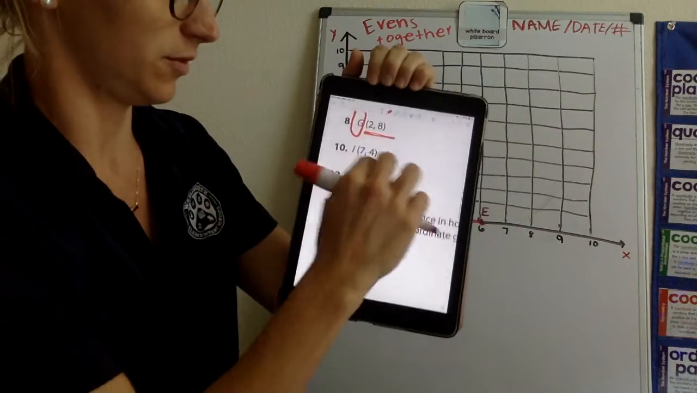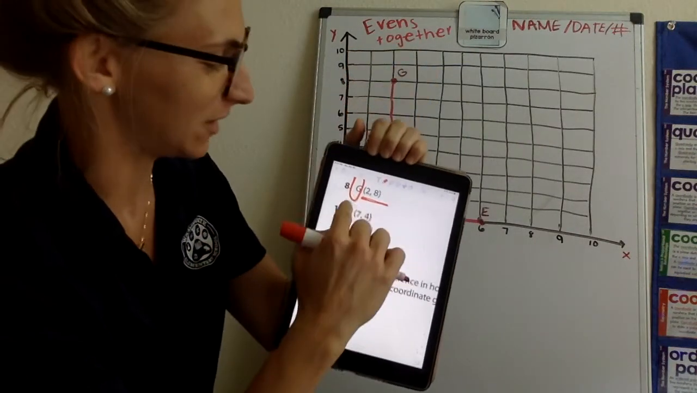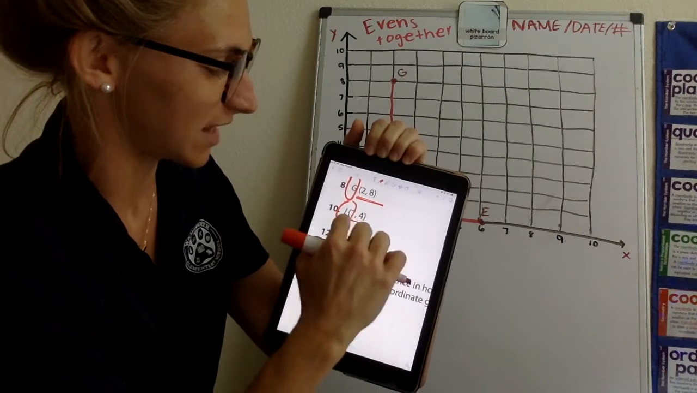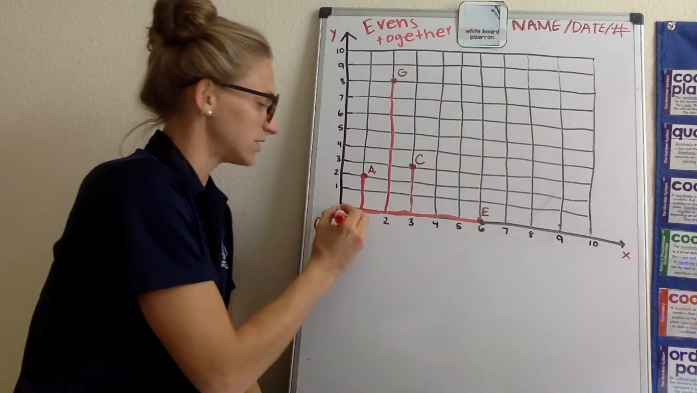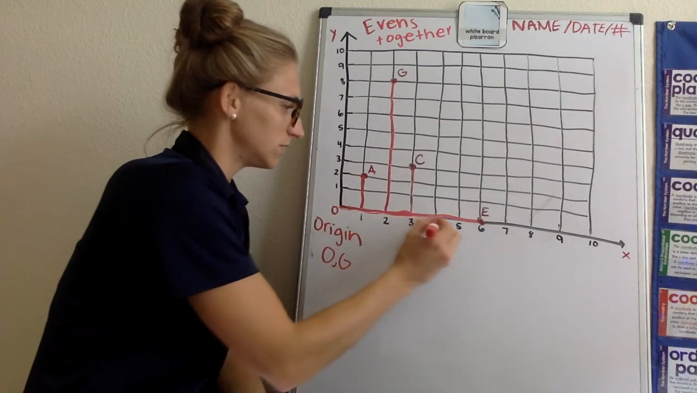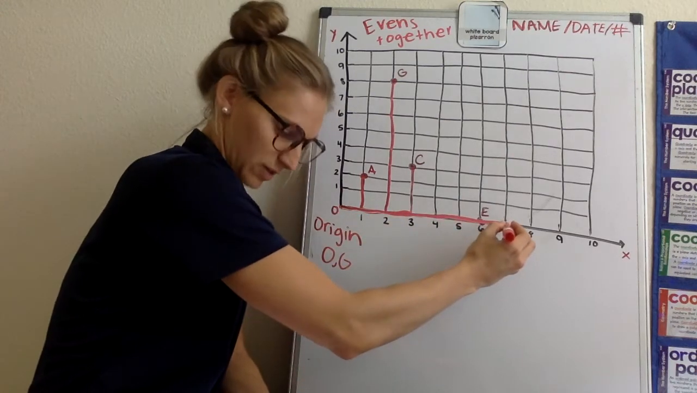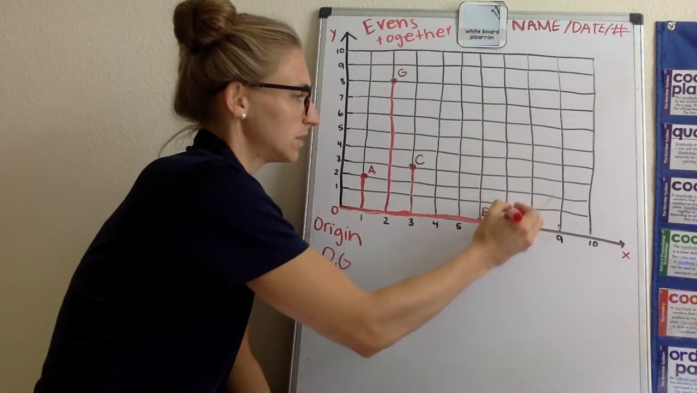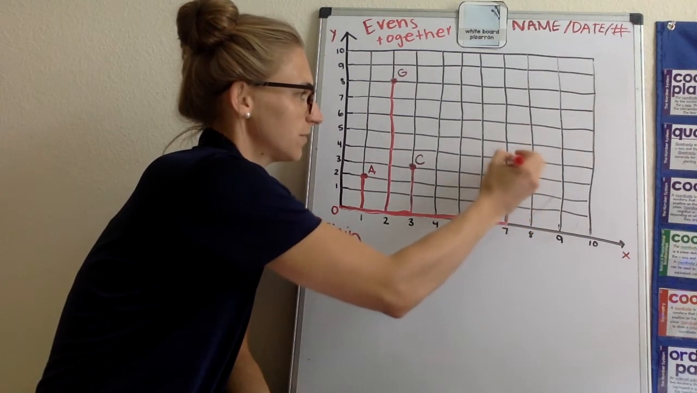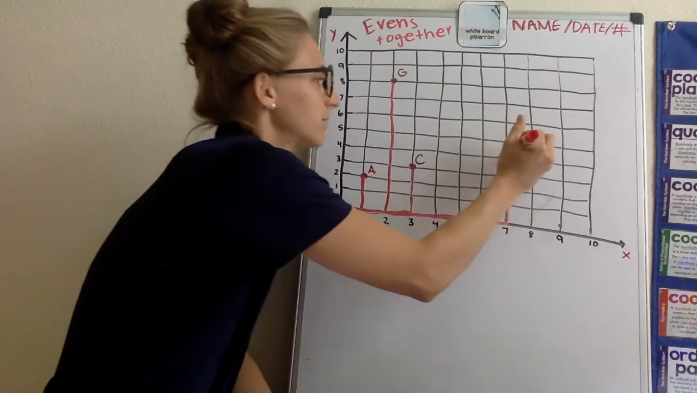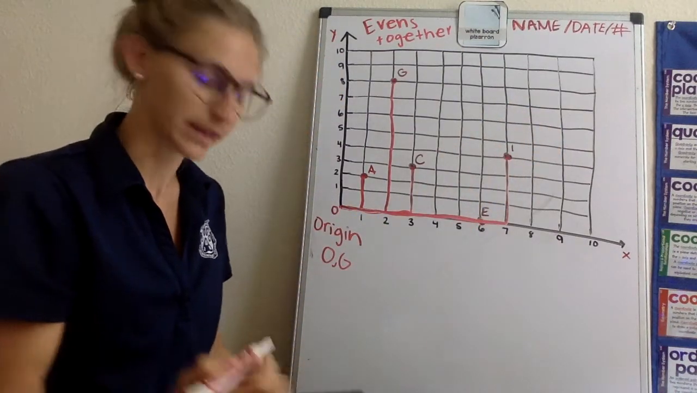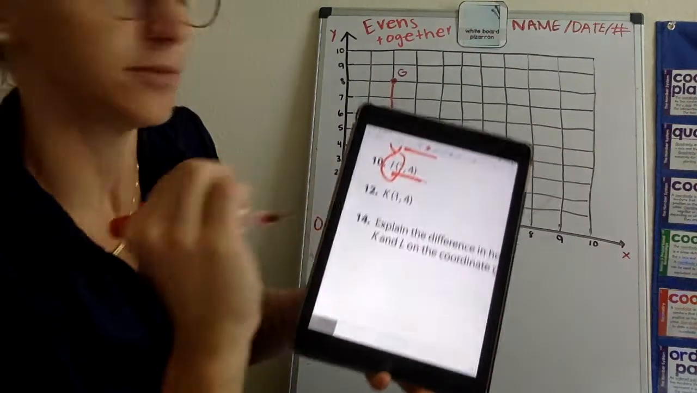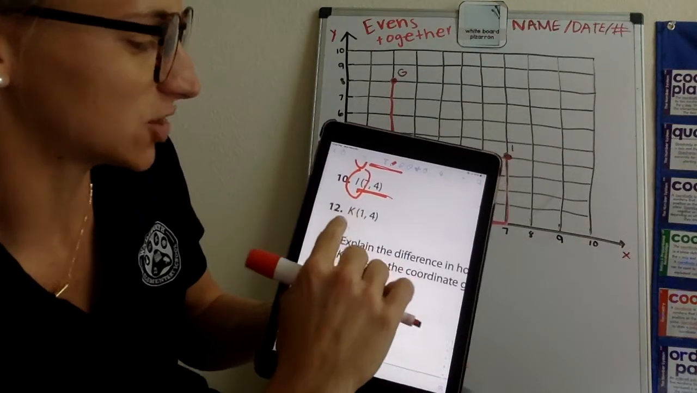All right, moving right along to number 10. We're going to plot I, which is 7, 4. We're going to start at the OG. We're going to crawl 7. 1, 2, 3, 4, 5, 6, 7. And we are standing up 4. 1, 2, 3, 4. And we are plotting that dot I. I like this lesson.